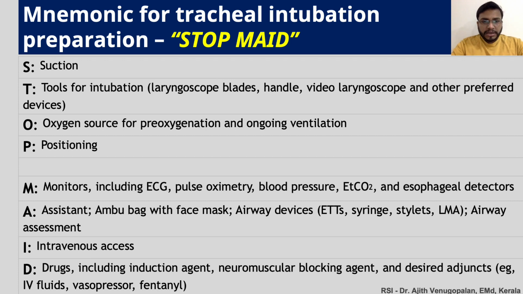I is intravenous access. You should have preferably two large bore cannulas, because you are going for a difficult airway. You can have a difficult airway, and at that time you don't have to struggle with the line that you have. You should have a proper flushed line. And D is for drugs, that can include induction agents, neuromuscular blocking agent, and also other desired fluids and drugs and all those things.